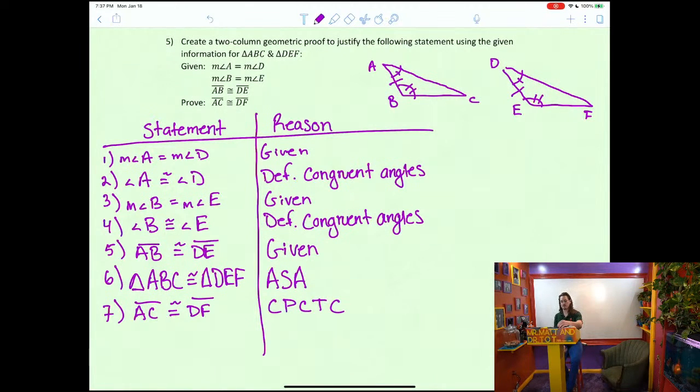So if we start off with the diagram, you'll see that you have two angles and an included side. So this looks like it's going to be angle side angle if we're trying to prove congruency. If we start with the fact that the measure of angle A is equal to the measure of angle D, we can therefore say that angle A is congruent to angle D because of the definition of congruent angles.